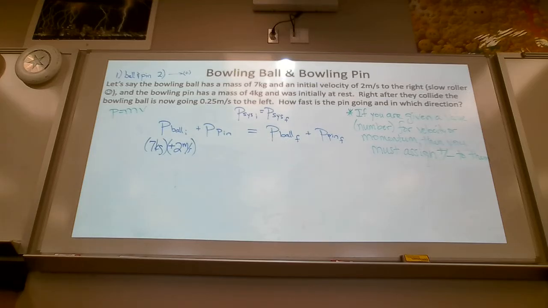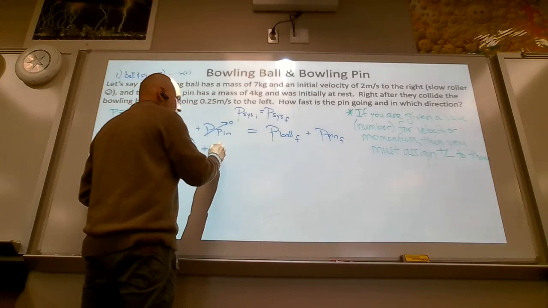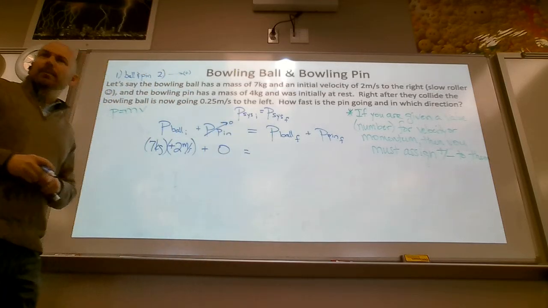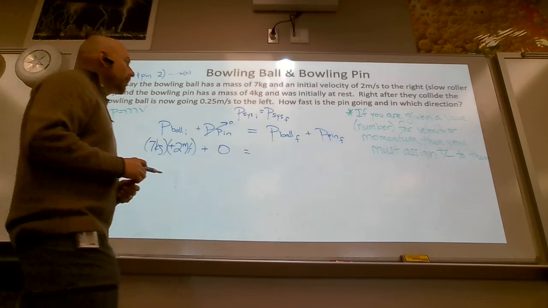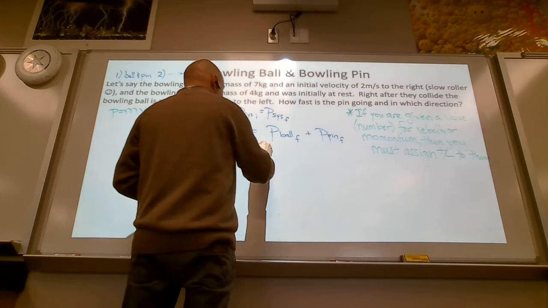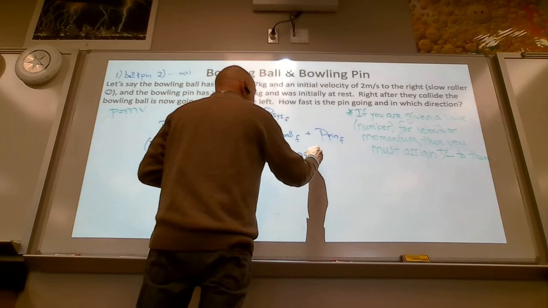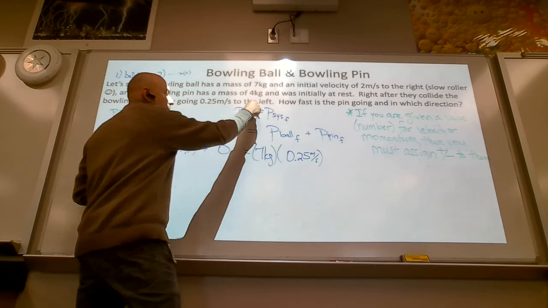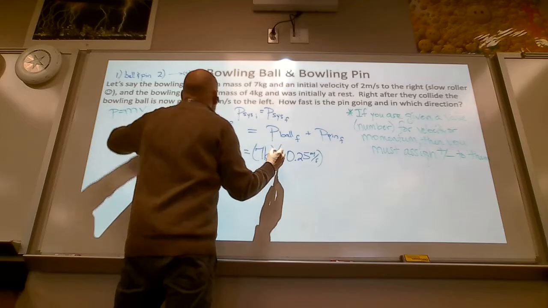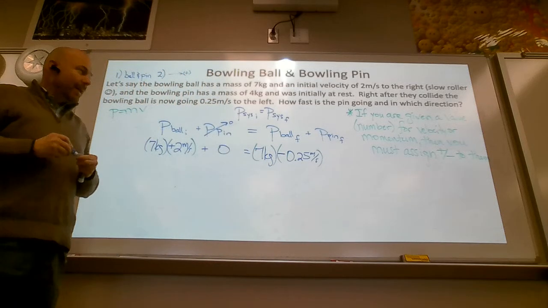Okay. The pin is at rest, so that's 0 momentum initially. Finally, the ball still has a mass of 7 kilograms and is now moving 0.25 meters per second. So this is a number, a value of velocity, and going to the left. Because of this, I need to make that negative. That's essential.